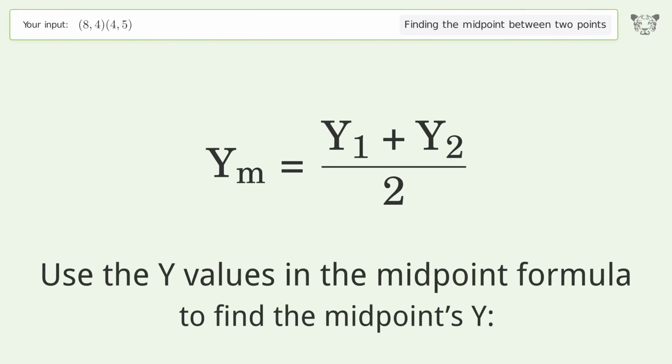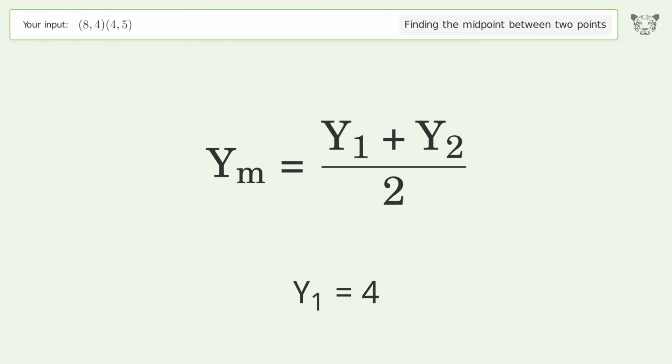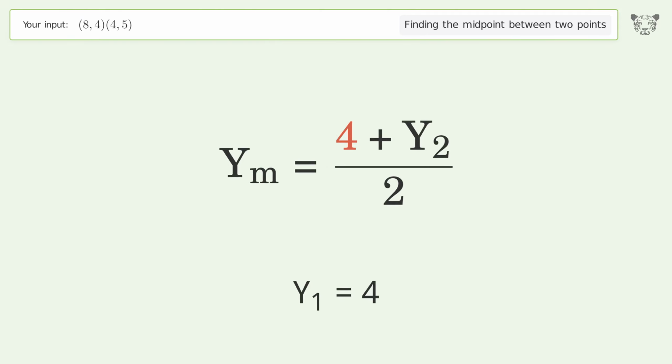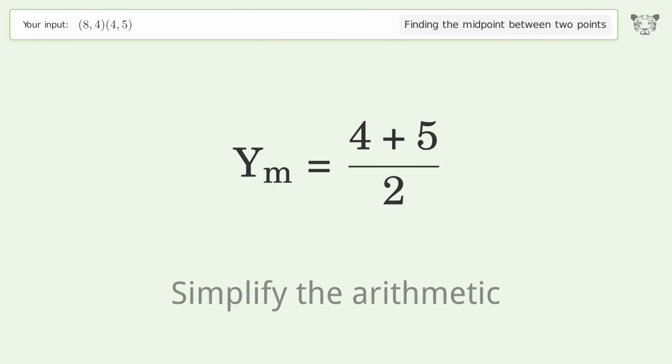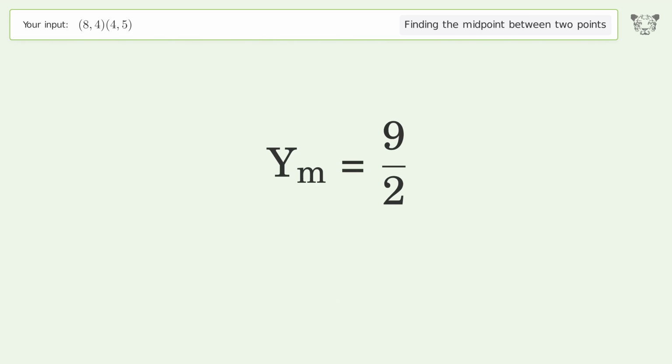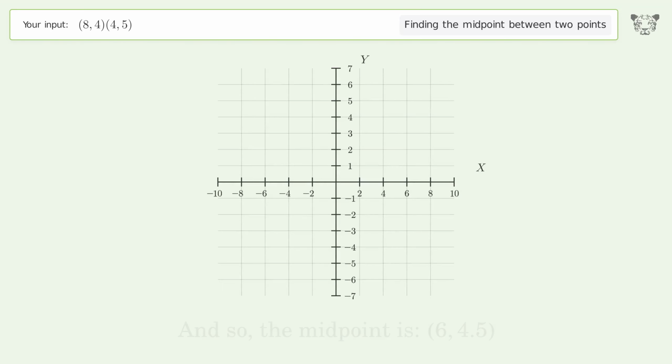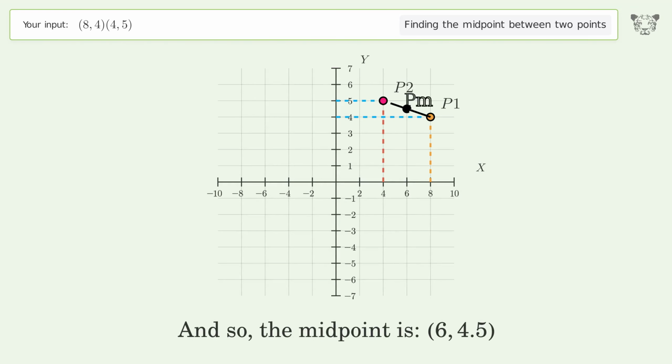Use the y values in the midpoint formula to find the midpoints y. y1 equals 4. y2 equals 5. Simplify the arithmetic. And so, the midpoint is 6, 4.5.